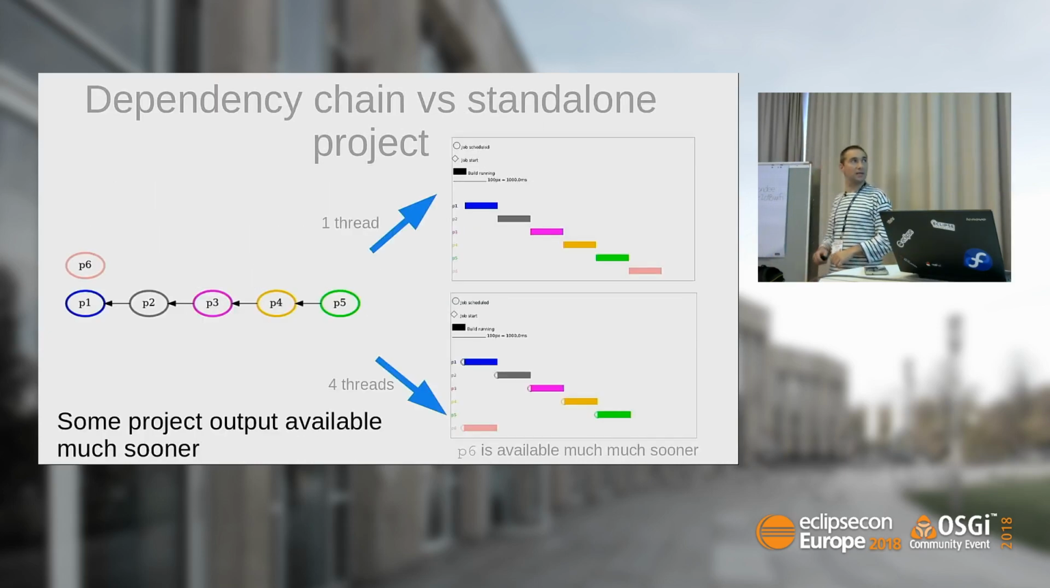The first one will be one project which is a standalone project with a dependency chain. So we have P1 to P5, which are a sequence of builds, and we have P6, which is a standalone project. We run over one thread, current behavior. We get the sequence as usual. Okay, P6 is available at t plus 6 seconds. We run over 4 threads. We will get P1 to P5 built in the nice sequence, but P6 will be triggered immediately and will be available at t plus 1 second.